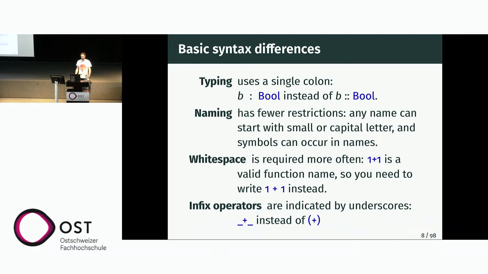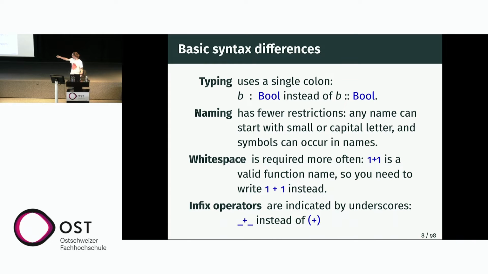In particular, that also means that you have to use white space more often than in Haskell. For example, the string 1+1 without spaces would be a valid name for a function in Agda, or for a constructor, or for a type. So if you want to actually apply the plus function to two arguments 1 and 1, you have to write spaces around the plus. So you have to write this. This is something that sometimes trips up newcomers to Agda.